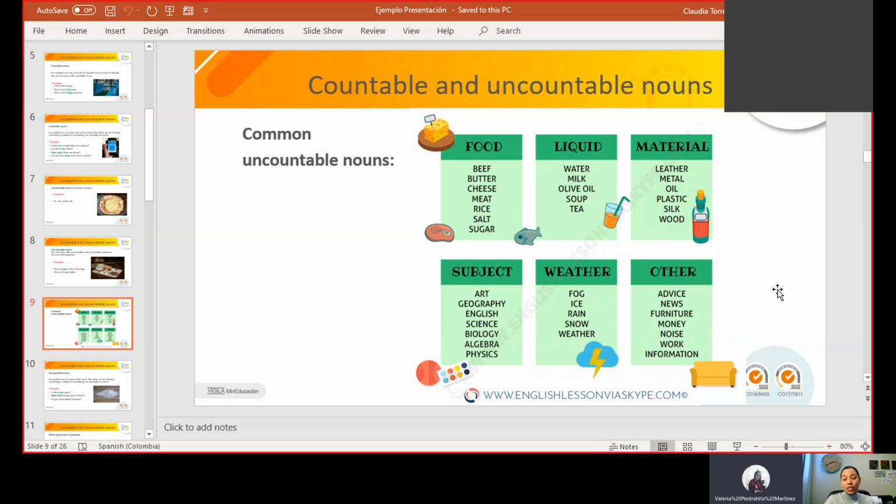And the same with information. I need some information about transportation. For example, I need some information or a piece of information. But no, I need two informations. No. Or I have two or three informations to give you, or give me an information. No, it's not correct. It's just some information, or a piece of.